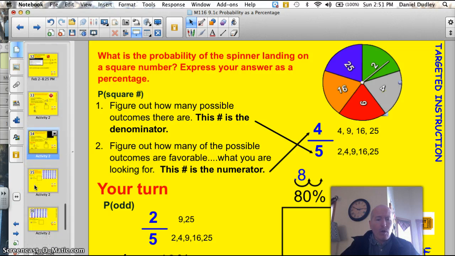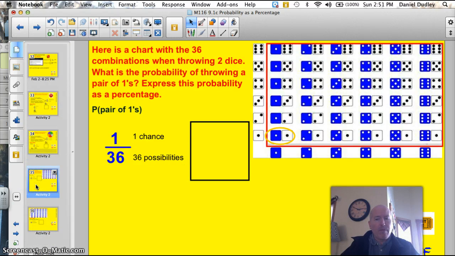All right, one more example. A little harder, but fun to think about. So here's a chart with all the 36 possible combinations you could get when you throw 2 die. So you've got a blue die and a white die, and you throw them together and they list all the different possible combinations. So you have 36 possible. What's the probability of getting a pair of 1s?